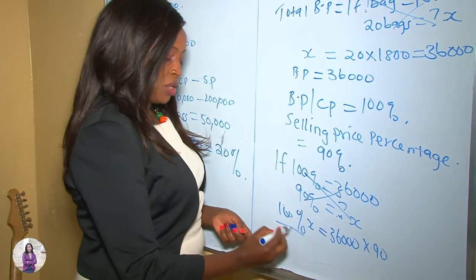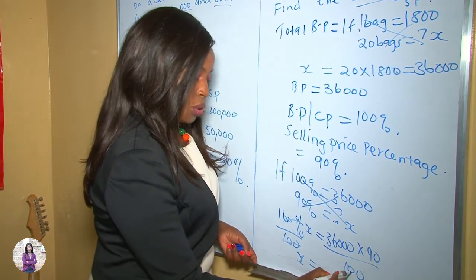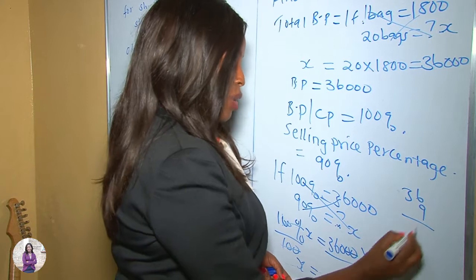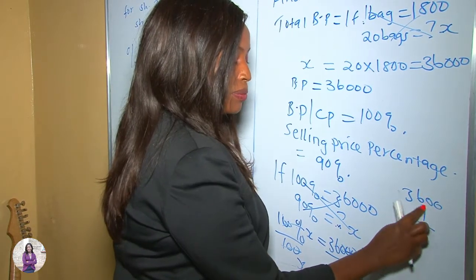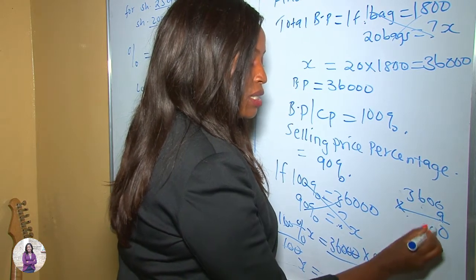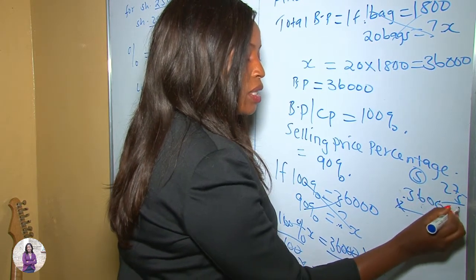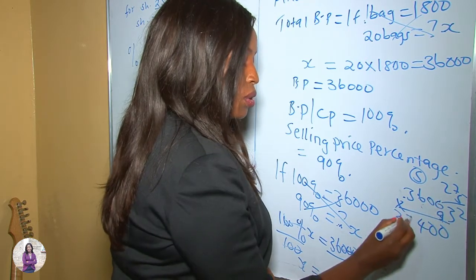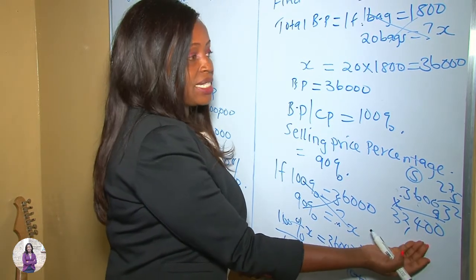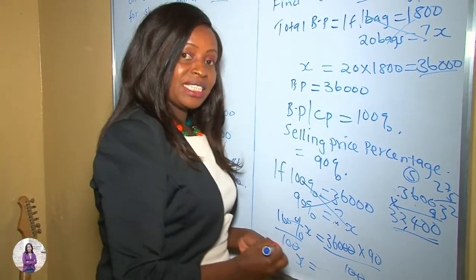We want our x, so divide both sides by 100 to remove the 100 here. And our x is equal to, these two zeros, they cancel with that one. That's 36 times 9. We remember to put these two zeros there. So 9 times 6 is 54, carry 5, 27 plus 5, it's 32. So the selling price was 32,400. And as you can see, it was less than the buying price. And that's why we made a loss of 10%. Let's do our next example.